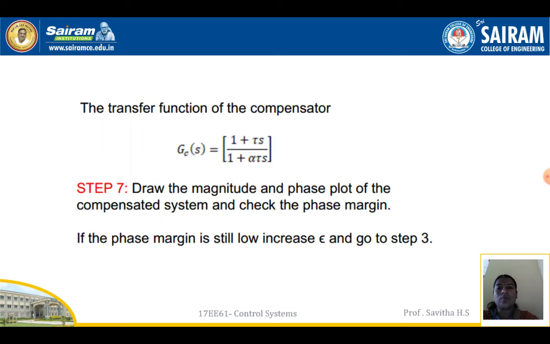Transfer function of the compensator is Gc of s is equal to (1 plus tau s) divided by (1 plus alpha tau s). Step 7. Draw the magnitude and the phase plot of the compensated system and check the phase margin. If the phase margin is still low, increase epsilon and go to step 3.